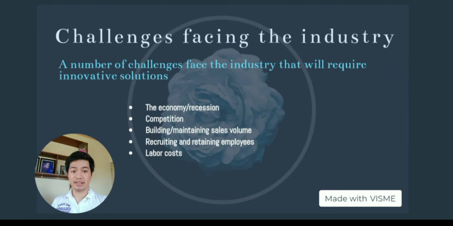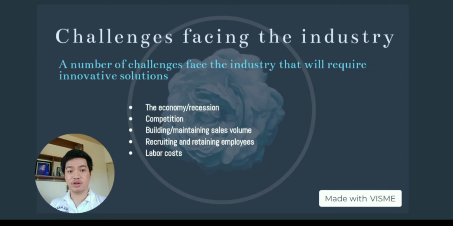Okay? Next is competition. Sa dami ng gustong magkaroon ng business, especially sa food, ang dami mo na ring competitors. Next is building and maintaining sales volume. So, sa dami nga ng iyong competitors, kailangan ikaw ay maging unique, kailangan maging patok ang iyong product, nang sa gayon, kumita ang iyong business. Next is recruiting and retaining employees. Mahalaga na pag-aralan mo din ang iyong competitors.